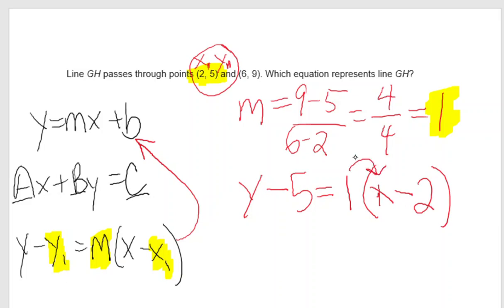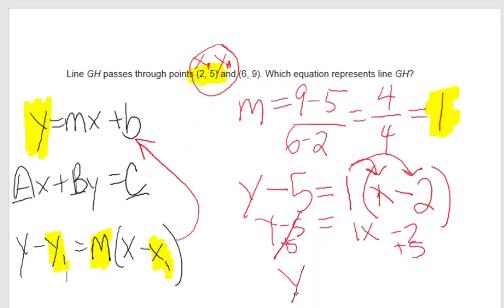Now I can distribute 1 times x minus 2 equals y minus 5, and then solve for y, because when you solve for y, you're getting it into y equals, which is your slope-intercept form, which is your most telling form of a linear equation. So to solve for y, we need to add 5 to both sides. So y equals 1x plus 3 would be the slope-intercept form equation.